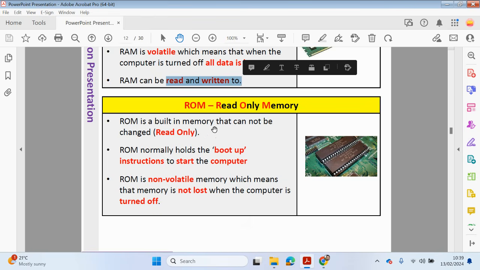Now the read-only memory is built in, it can't be changed. It's only read-only, and it normally holds the boot up instructions to start the computer. So when you turn on the computer system, it will have instructions which will tell the computer system what to do in order to boot up.